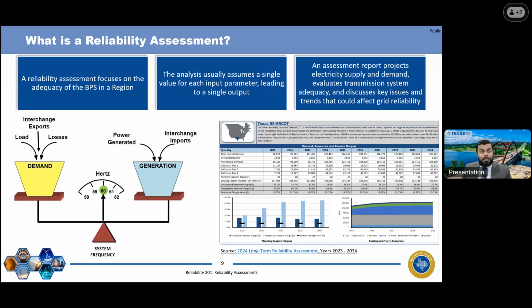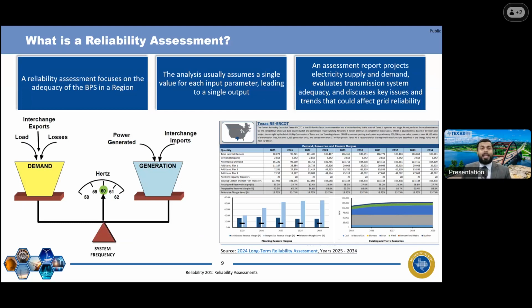A reliability assessment may focus on a season, such as summer or winter, or it may focus on the future, such as a 10-year planning horizon. A reliability assessment also looks at the transmission system adequacy and discusses key issues and trends that could affect grid reliability. Now, this type of assessment can be called a deterministic reliability assessment.